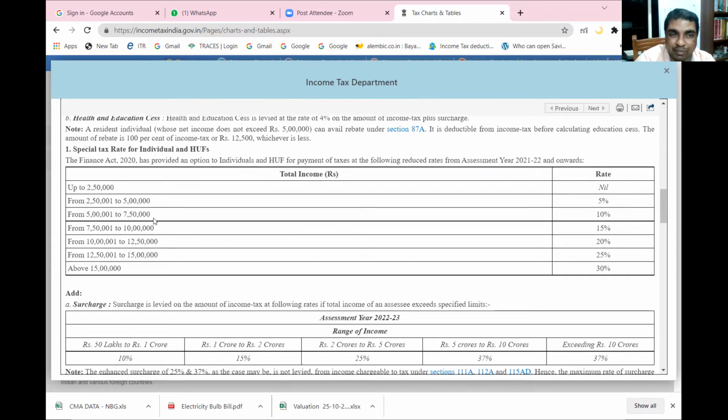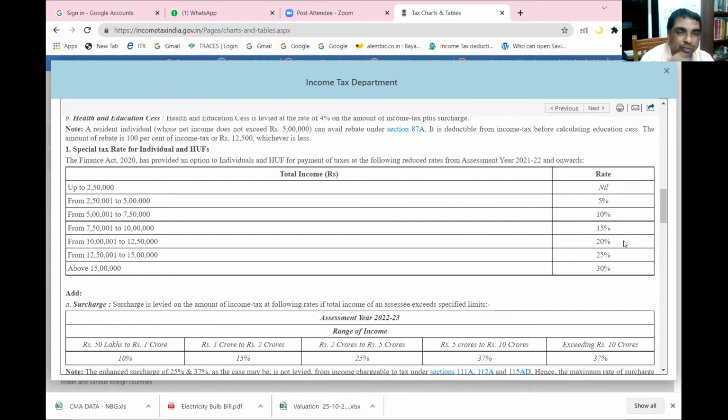5 lakh to 7 lakh 50,000. Above 5 lakh but up to 7 lakh 50,000, what is the tax rate? 10%. And above 7 lakh 50,000 up to 10 lakh, what is the tax rate? 15%. Above 10 lakh up to 12 lakh 50,000, what's the tax rate? 20%.